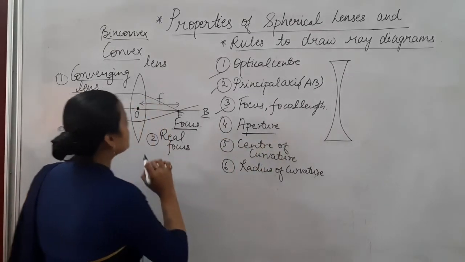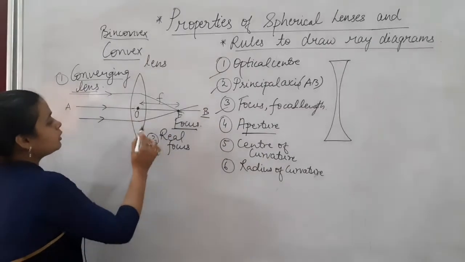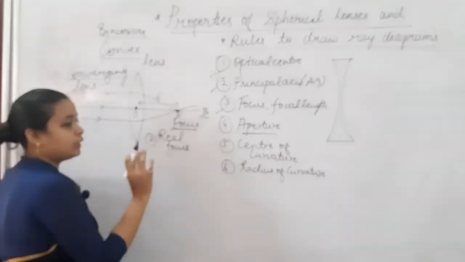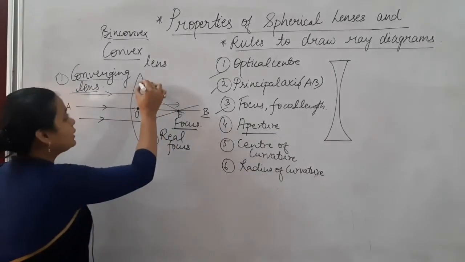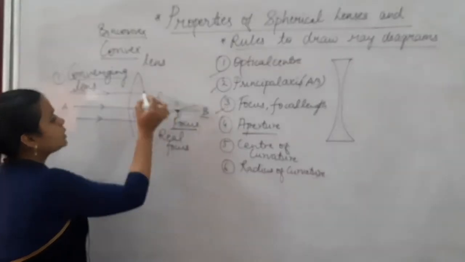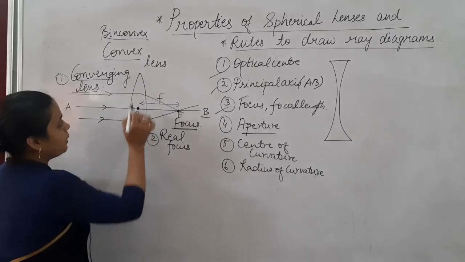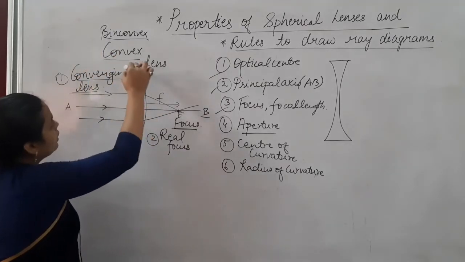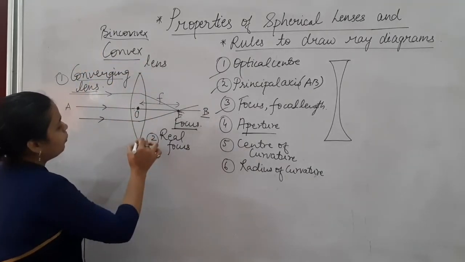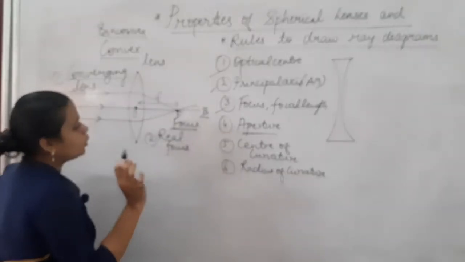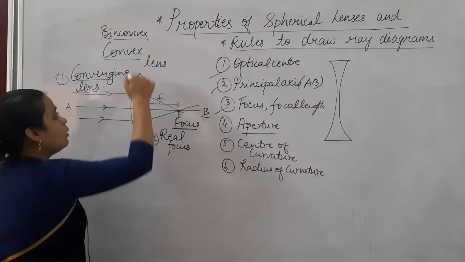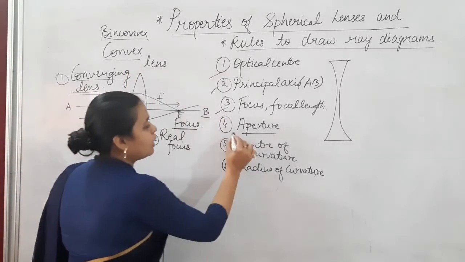Next one is aperture. Aperture is the effective diameter of this lens over which refraction can take place. That is said to be aperture. From this part to this part, if light falls on any point under this area, refraction is going to take place. So this whole part is going to behave as the aperture.